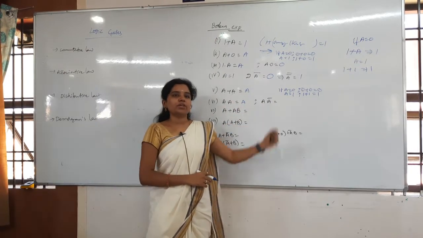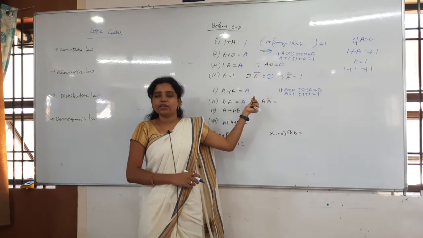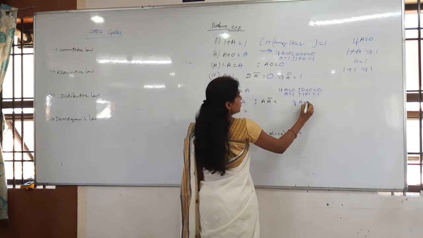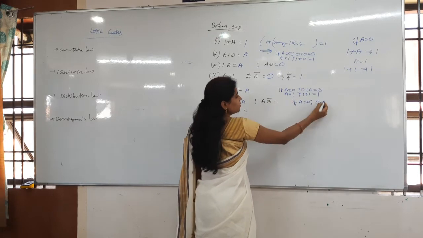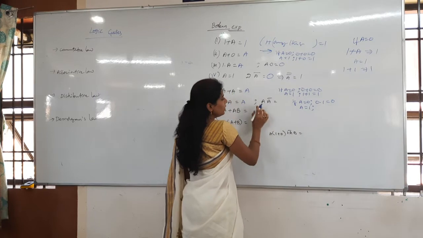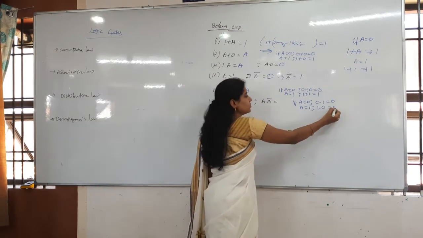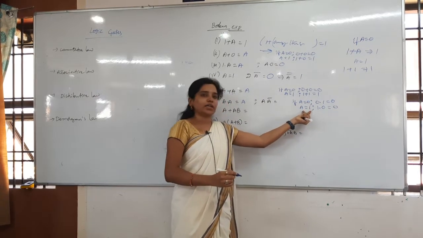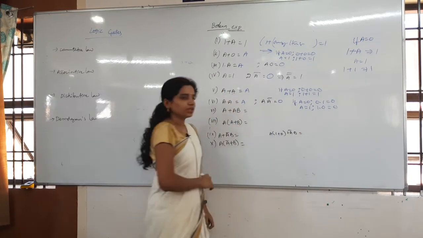Now A into A bar. Later on you can copy. First of all, listen, all of you. A into A bar, let's check that. If A is equal to 0, here 0 dot 0 bar is nothing but how much? 1. So what is the answer? 0. If A is equal to 1, then 1 dot 0, correct? 1 bar is nothing but 0. So what will we get? 0 only. So whatever you take, A as 0 or A as 1, what is the answer you are getting? Only 0. So my answer is 0 here.